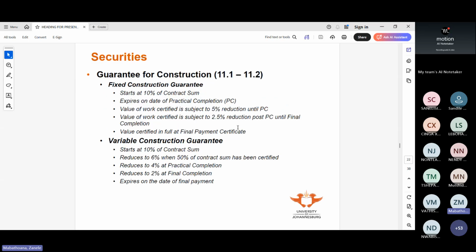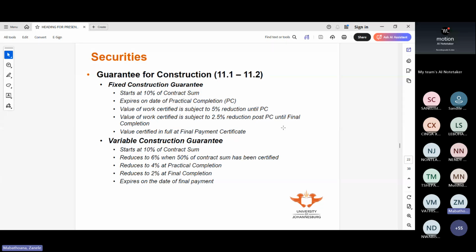Then on securities, we spoke about your fixed construction guarantee and your variable construction guarantee. So you have the fixed construction, which comes in at 10%. So it's given at the beginning. It's 10%. And then on practical completion date, it expires. Okay. So then the value of work certified will be subject to 5% reduction.